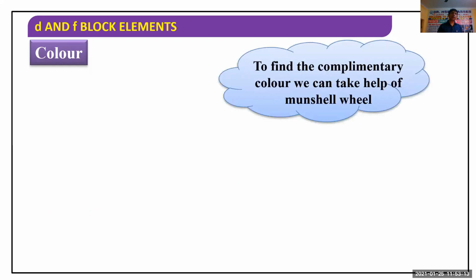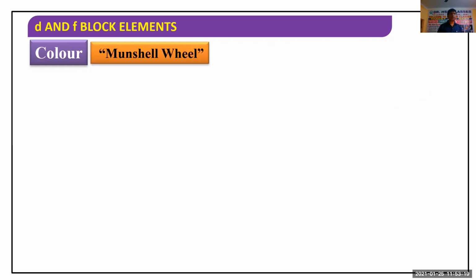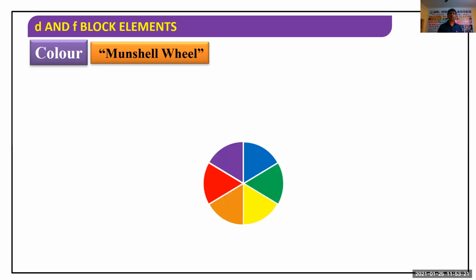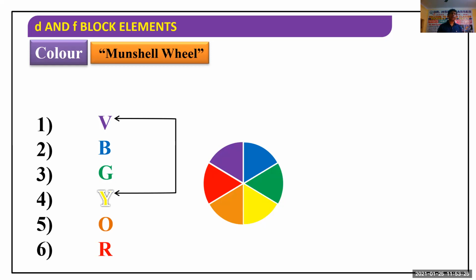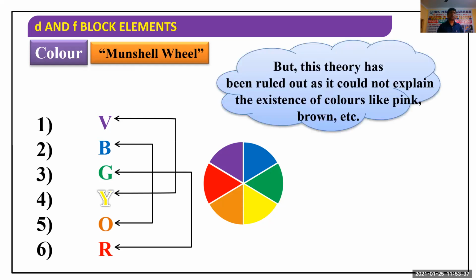To find a complementary color, we can take help of the color wheel. It's like this. Here, it gives you violet and yellow, blue and orange.